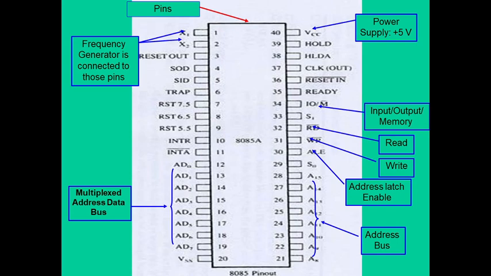Pin number 31 is write complement. Pin number 32 is read complement. Pin number 33 S1. Pin number 34 input output oblique memory complement pin. Pin number 35 ready. Pin number 36 reset in complement. Pin number 37 is clock out. Pin number 38 is HLDA. Pin number 39 is HOLD and pin number 40 is VCC, that is power supply of +5-volt.